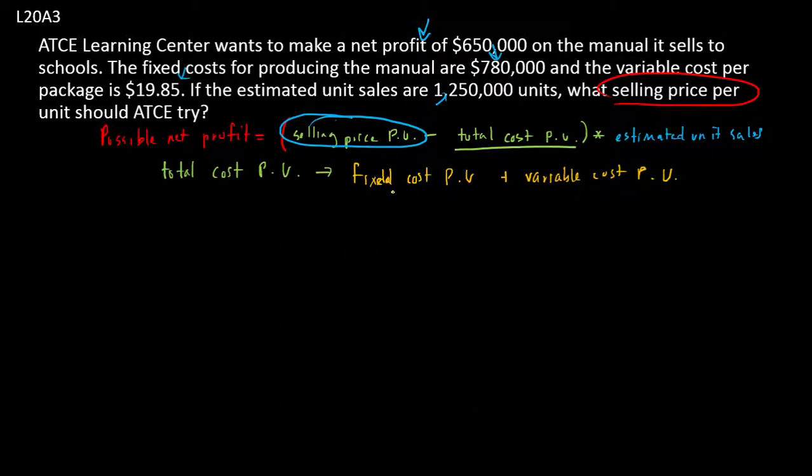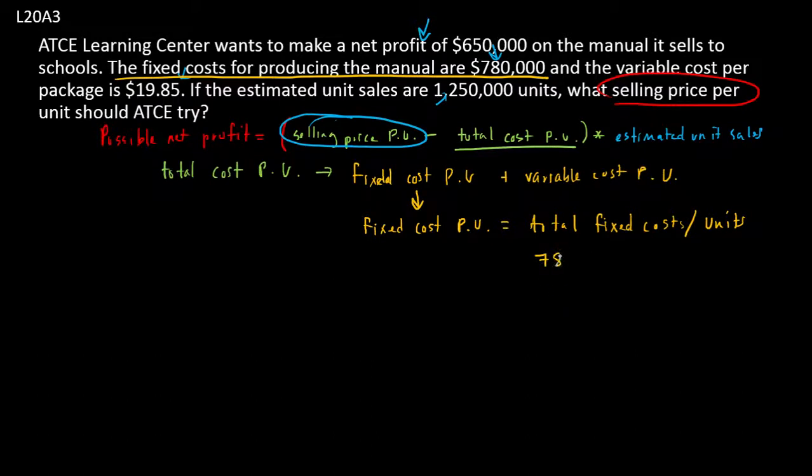Now, fixed cost per unit equals total fixed costs over the number of units. So, fixed cost per unit is equal to the fixed cost, which is $780,000, divided by the units, which are 1,250,000.